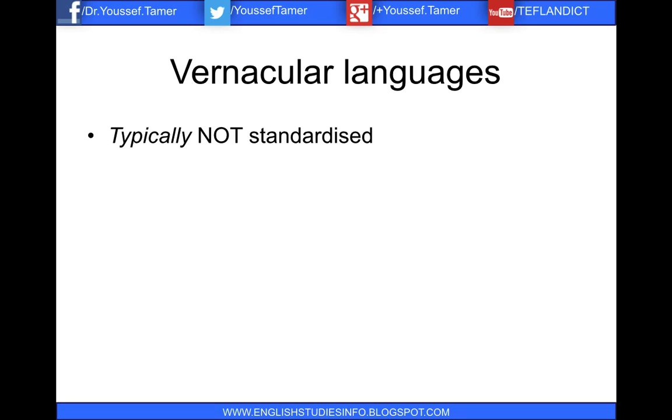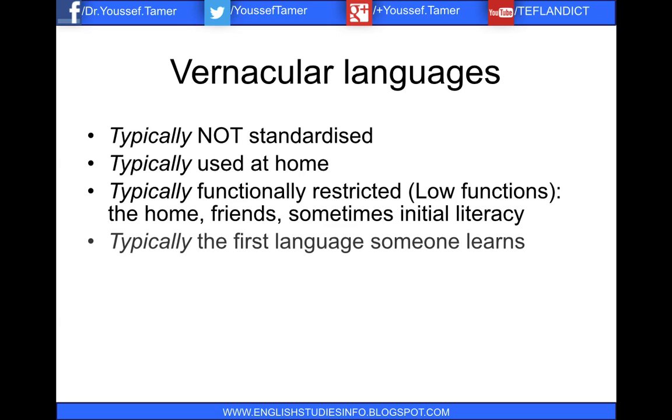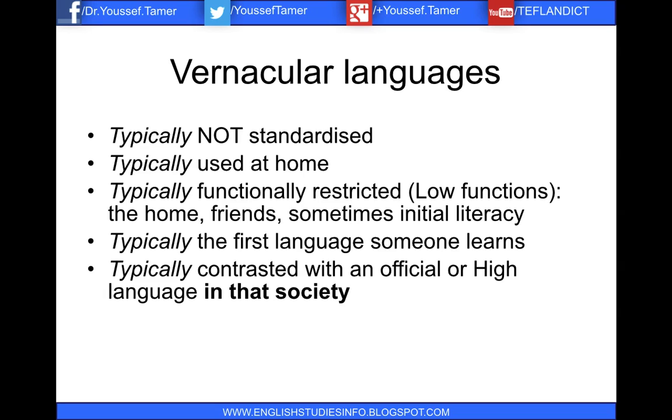Vernacular languages are typically not standardized, not similar to dialects. Typically used at home. Typically functionally restricted, in the sense that they are used for low functions mainly: the home, friends, sometimes initial literacy. Typically the first language someone learns. Typically contrasted with an official or high language in that society. These are some of the characteristics of vernacular languages, or vernaculars.